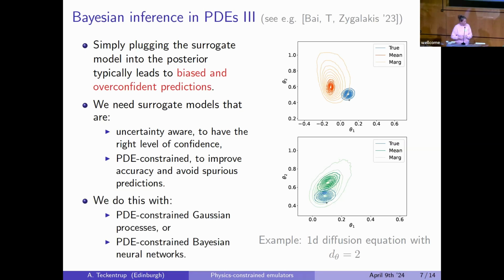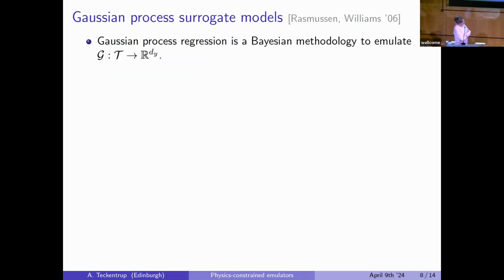Right. So I'm now going to quite quickly show you two ways that we have of doing this. So we've looked at two ways of constructing these surrogate models that give you the uncertainty quantification and give you the PDE constraints as well. Okay. So the first construction is based on Gaussian process surrogate models.